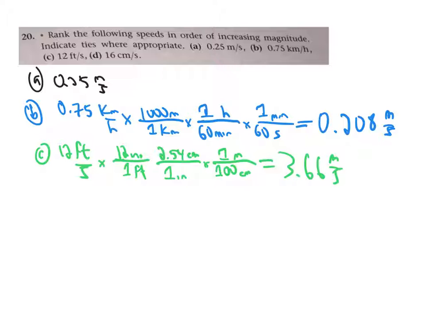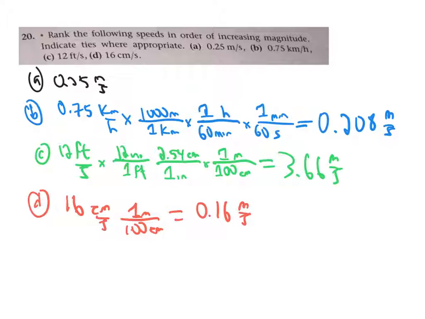And then our final one will be actually a lot easier, 16 centimeters per second, and every 1 meter is 100 centimeters, so this is 0.16 meters per second. So in terms of the order, we want increasing magnitudes, we want the smallest one first, and the smallest one is clearly D, and then after that we have B, and then A, and then ludicrously much larger C, which isn't even in the same ballpark, but there you go.